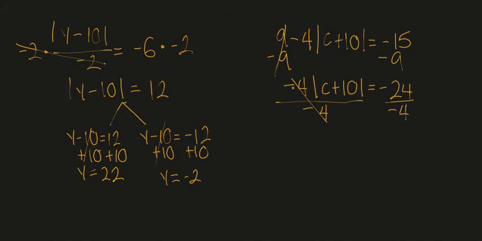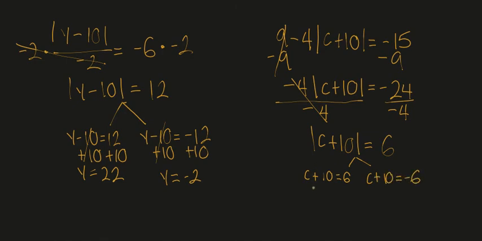On the left side, the negative 4's cancel, and we're left with the absolute value of c plus 10 equals, and on the right side, negative 24 divided by negative 4 is going to be 6. Now that we have the absolute value by itself, this breaks down into two separate equations. One will be c plus 10 equals 6. The other will be c plus 10 equals negative 6.